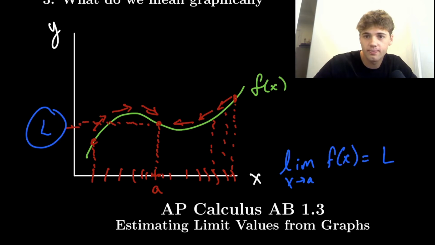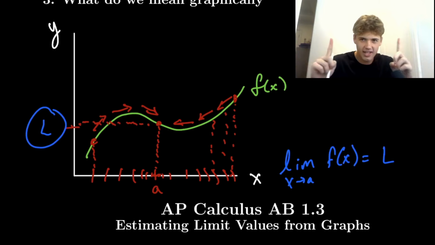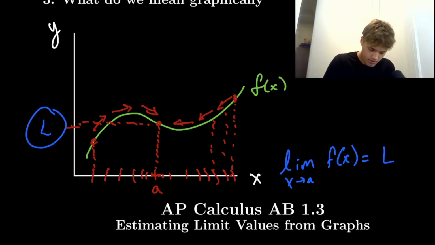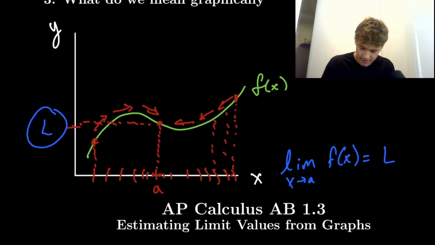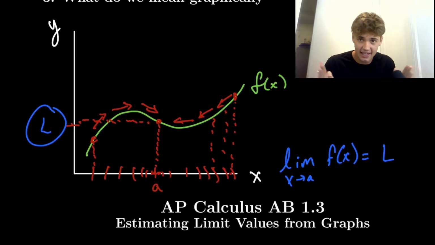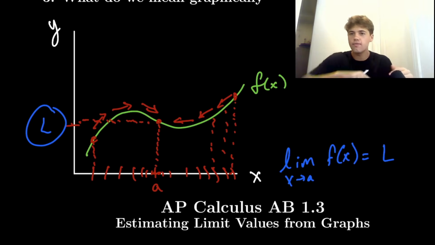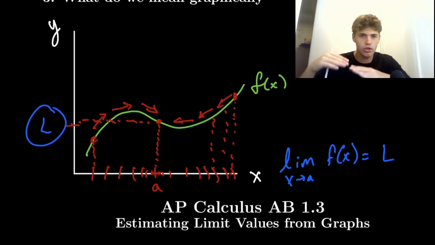That's our L. So that's all we're saying. We're saying as we get closer and closer to this value A on the x-axis, where's our function getting closer and closer to on the y-axis? And whatever that thing it's getting really close to on the y-axis, that's what we call L. And that's what the limit as x approaches A of f of x equaling L means. And that's it. That's episode 1.